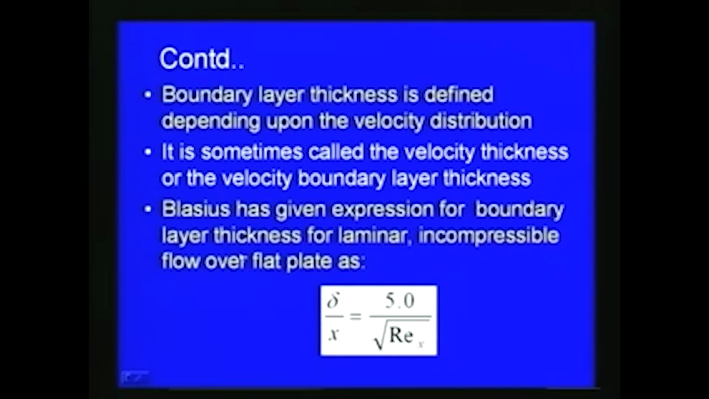By a large number of experiments conducted in a controlled facility, Blasius has given an expression for boundary layer thickness for the laminar flow case. For incompressible fluid flow over a flat plate, he has shown that delta by x, where delta is the boundary layer thickness and x is the distance from the beginning of the flat plate, is equal to 5 by square root of Rex, where Rex is the Reynolds number at that particular location.